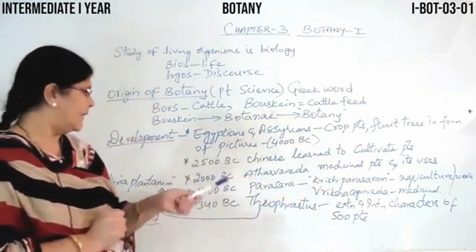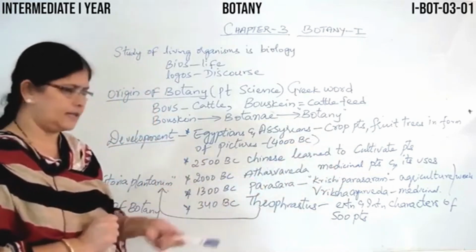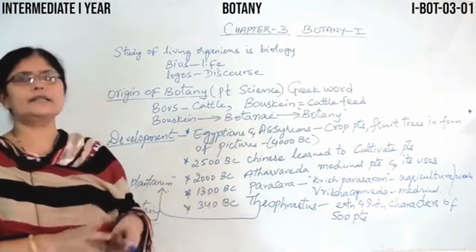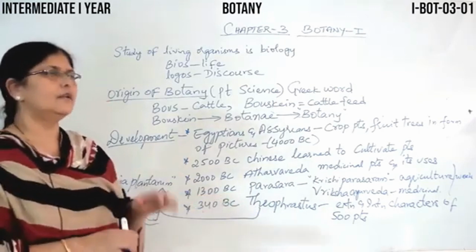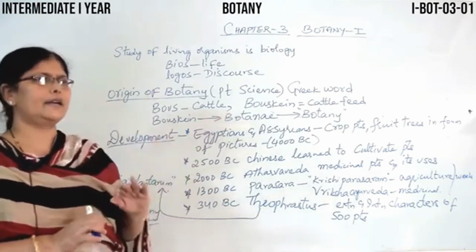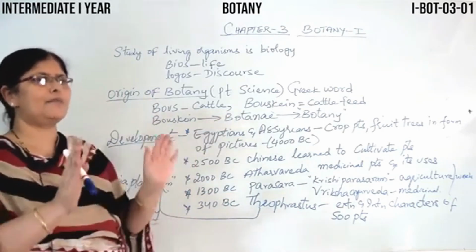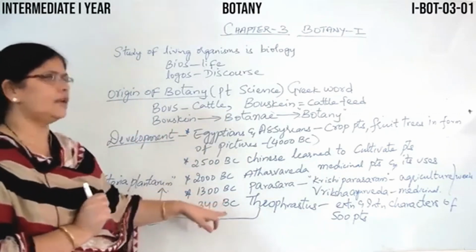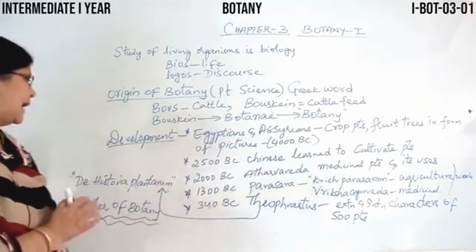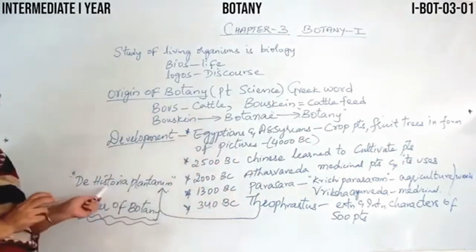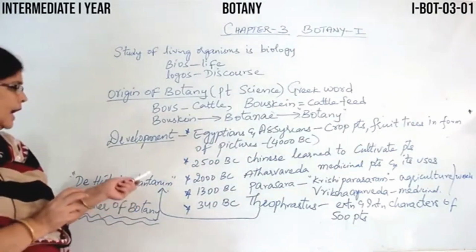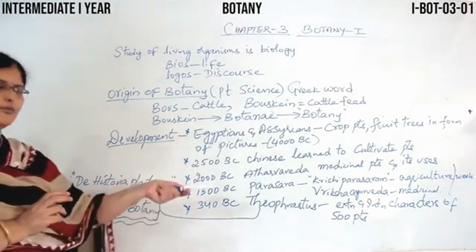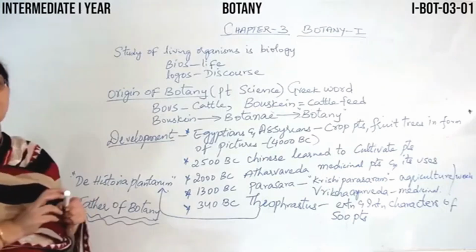Next, in 340 BC, a person by name Theophrastus described around 500 plants, both their external and internal characters. In detail, he described the 500 plants which were available to him at that period, and he wrote all the information about those plants in a book called De Historia Plantarium. And therefore, Theophrastus is regarded for his contribution as the father of botany.